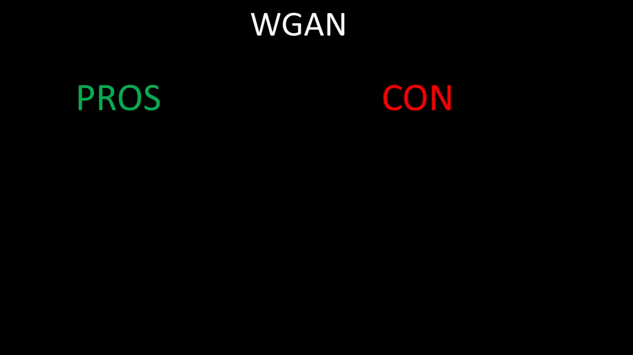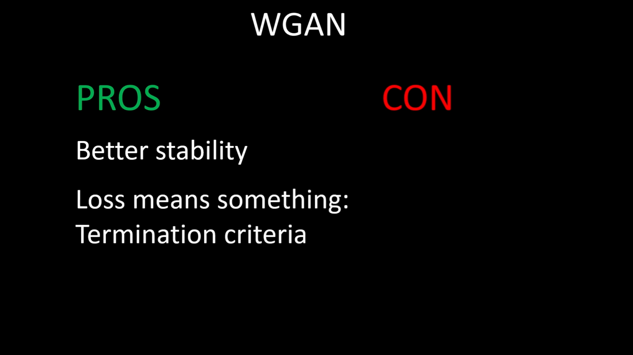Let's start off with the pros of WGAN. And the primary pro is that we have better training stability. And if you've played around with hyperparameters and training the original GAN or DCGAN, then you know that this is a really, really great thing. The other pro is that the loss actually means something for WGAN. And it kind of gives us a termination criteria.